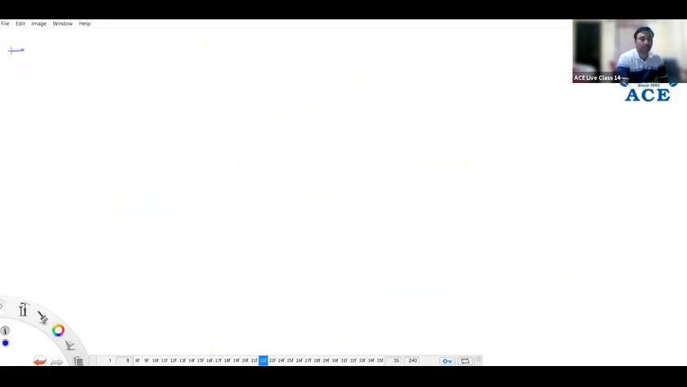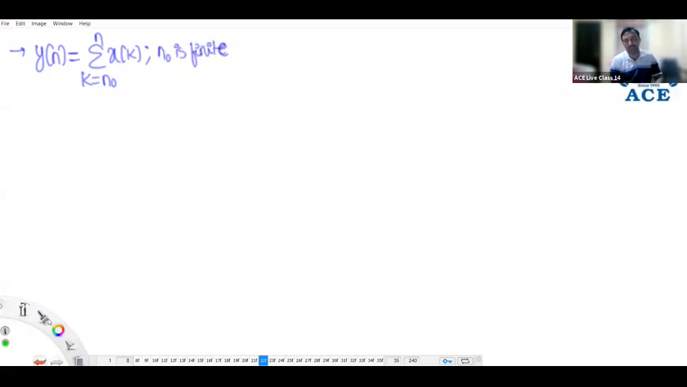I am repeating the system which I gave you at causality. Sigma k from n0 to n of xk, where n0 is finite. Now you tell me. We want to add the samples of the input from n0 to n, sir. N may be any value, n0 is a finite number. Stable or unstable?